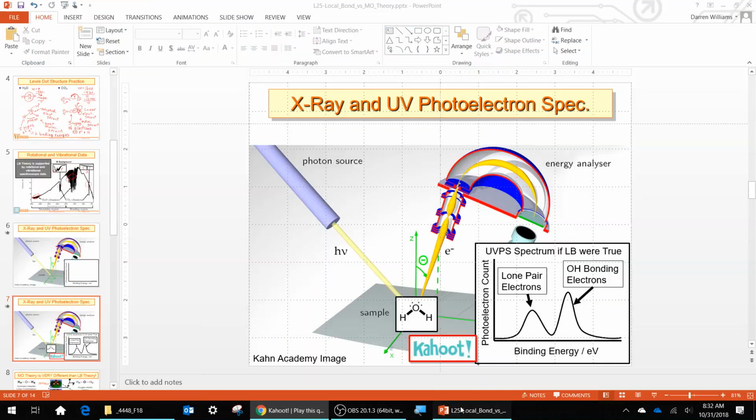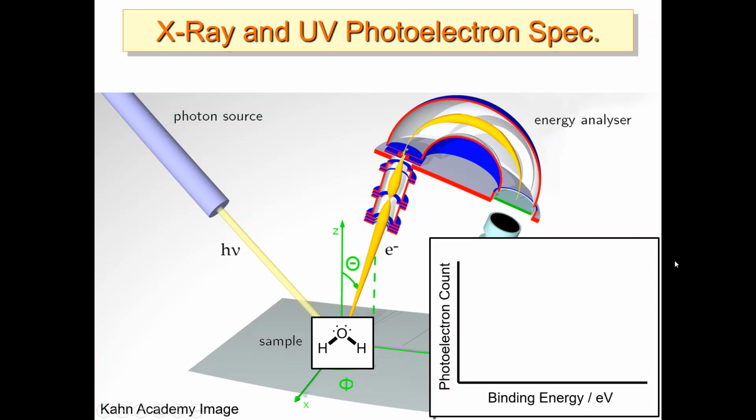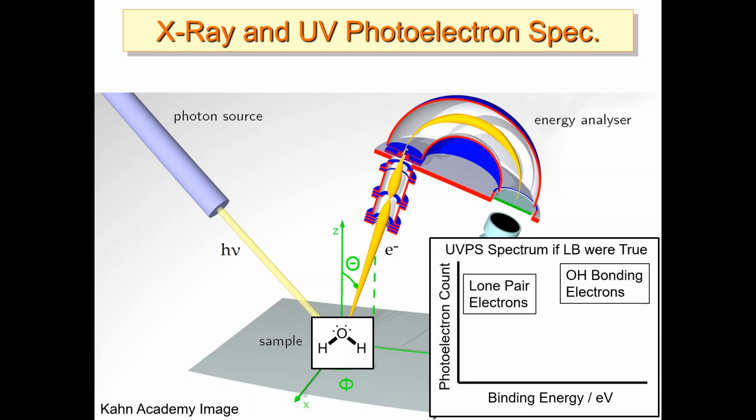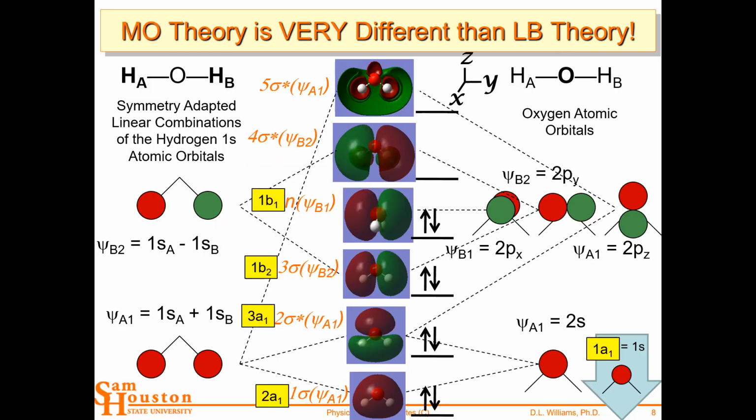I'll get those results later. Now let's go back to our lecture. So this was our prediction if local bond theory was true. Okay, we took the Kahoot.